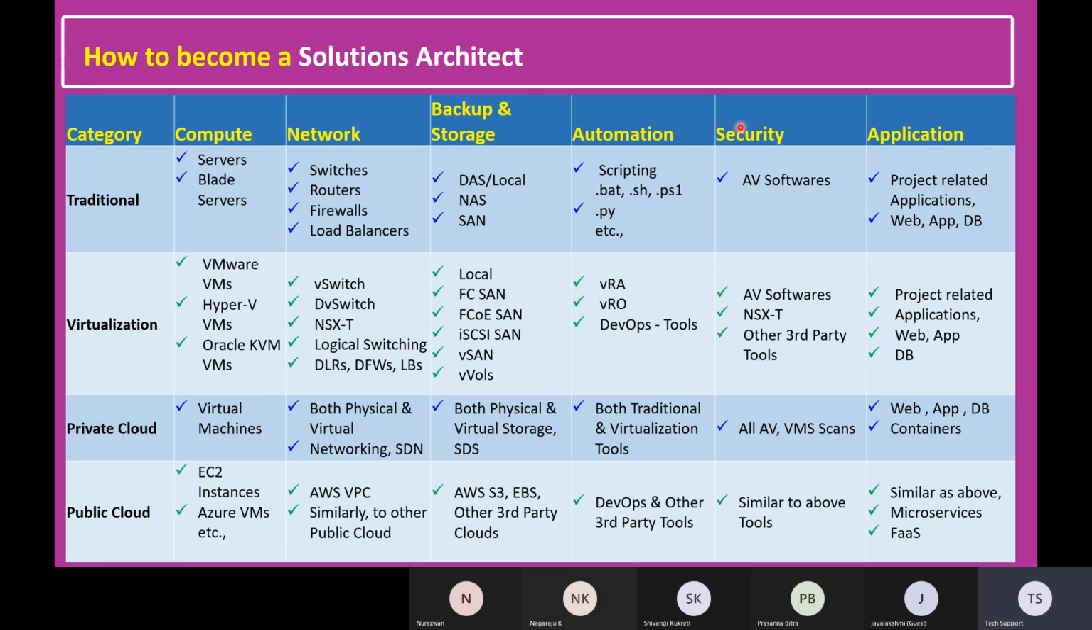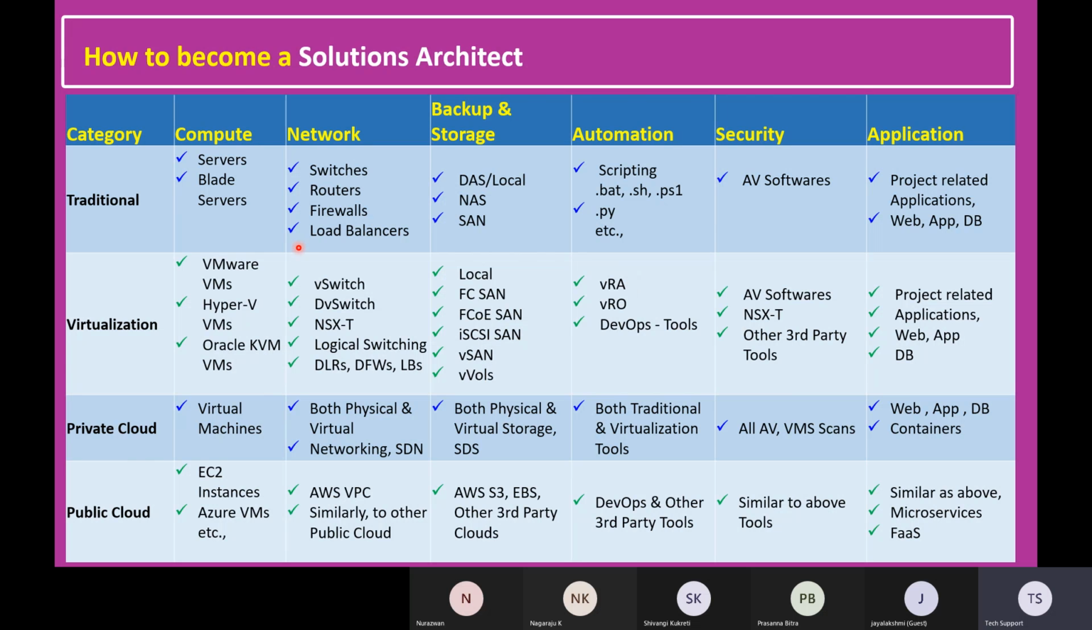Let's try to understand the column names first. The first one I gave is category. In category I explained traditional, virtualization, private cloud, public cloud, and hybrid and multi-cloud. We know the terminology: hybrid means a mix of private and public, multi-cloud is just a logical name, but the concepts are mainly these four. When it comes to the infrastructure layer, there are multiple towers: compute tower, network tower, backup and storage tower, automation tower, security, and application. But in today's session, I gave the complete high-level overview, and within automation, we focused on vRA. But let me elaborate all these concepts one by one.